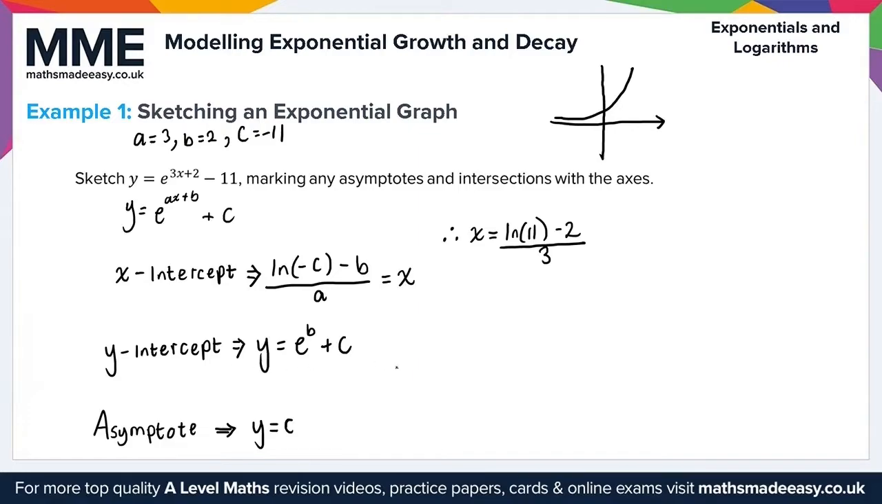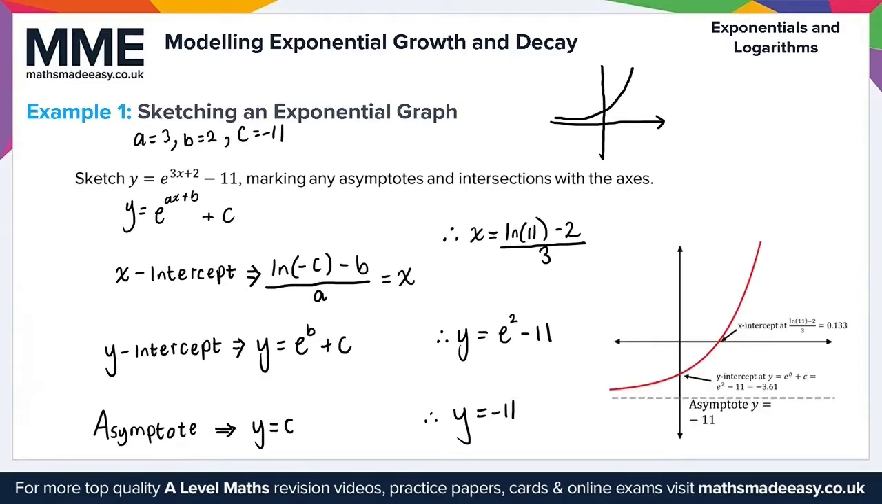For y, we just need to substitute b and c into this formula. So y is given by e to the b, where b is 2, so that's e squared, plus c, where c is minus 11. So e squared minus 11 gives us our y-intercept. And finally, our asymptote is given by y equals c. As c is minus 11, our asymptote is y equals minus 11.